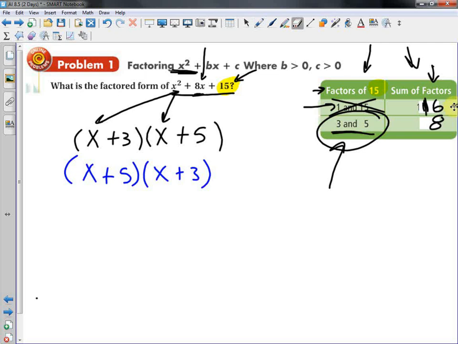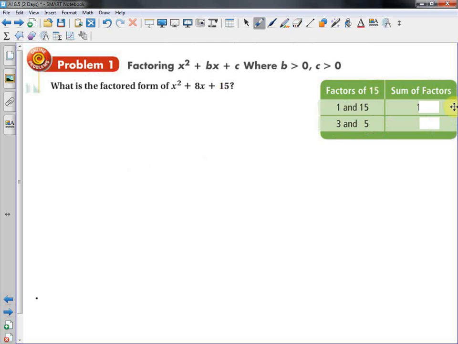The other way, clear my board. The other way is called x factoring. And what I'm going to do first is make a decent sized x right there. Then I'm going to bring down my two numbers. Okay, so my 8 from my middle term is going to go on top here. My 15 from my last term is going to go on bottom. So I have 8 and 15.